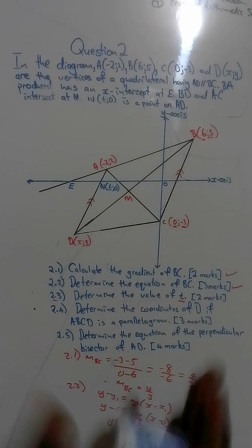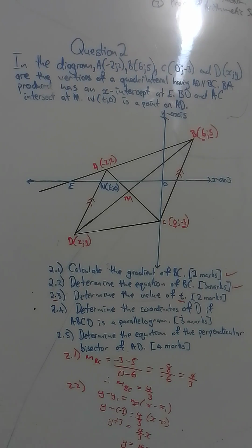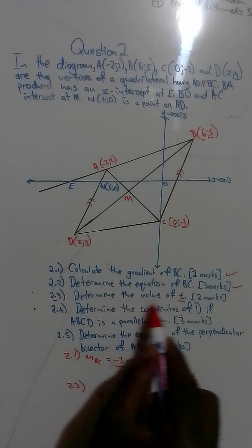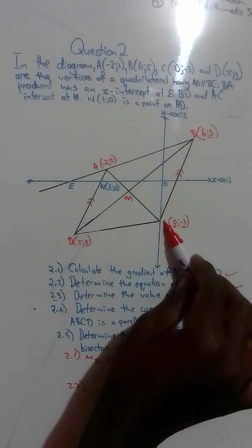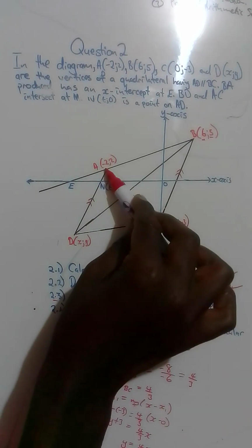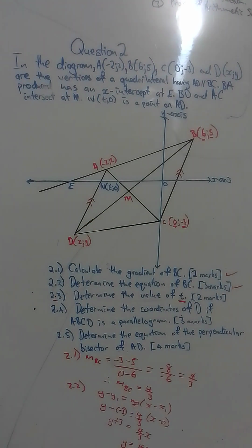If you want to know about that, please refer to the video before this one. So what do we know about gradients? What are we going to use to determine the value of t? We are going to use the fact that line BC, we were told earlier on, is parallel to line AD.